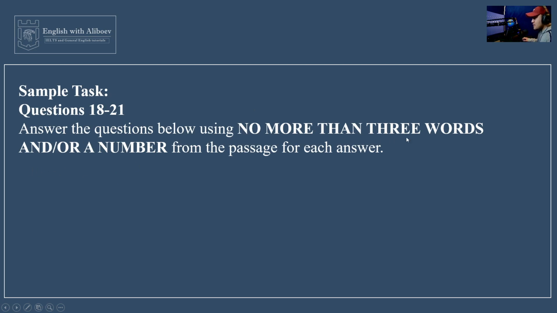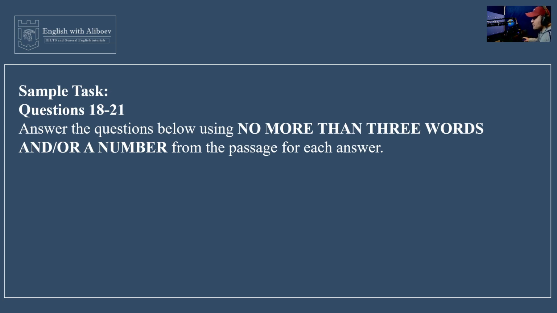If I have to explain what this means, I'm going to have to record a totally different lesson because that's quite complicated. Most people have a hard time understanding and/or, okay? No more than 3 words and or a number. So that basically means your answer should be 3 words maximum or a number or 3 words and a number. It can be 1 word and a number. It could also be 2 words and a number. It could also be 3 words and a number.